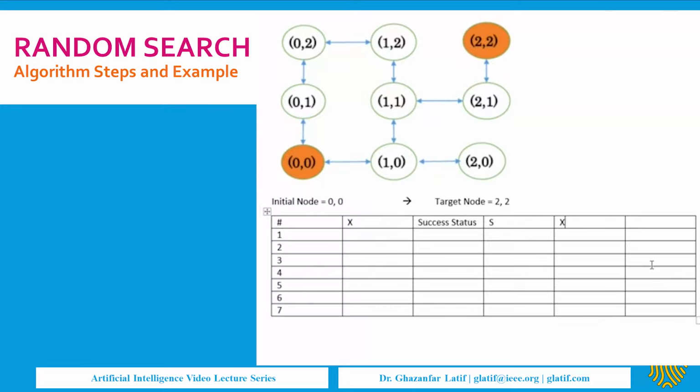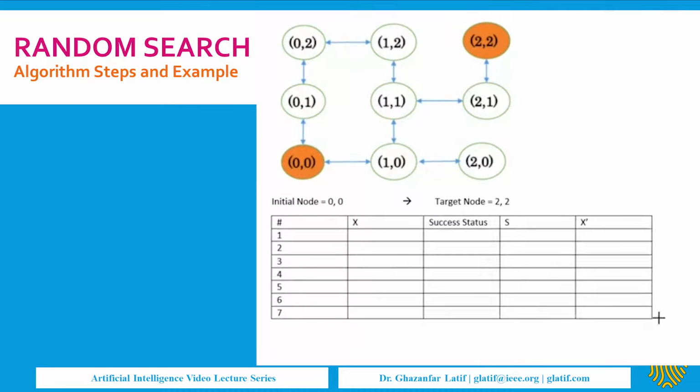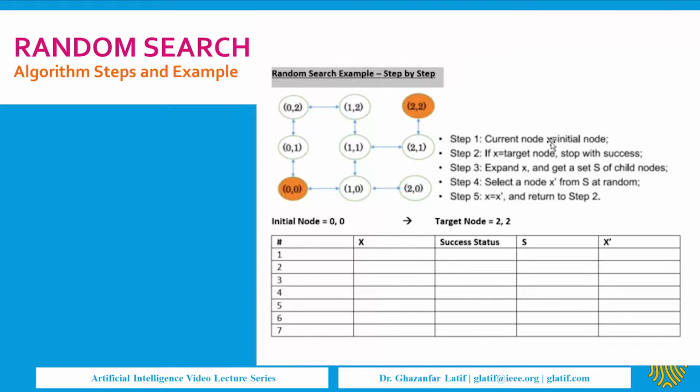We are going to have x prime variable. So these are the things we are going to have in the table. Step number 1, current state, current node x equal to initial node. What is the initial node? 0 0. So x, for the first time, will be 0 comma 0. Is it the target node? No, it is not. The target node is actually 2 comma 2. So I will just write down no. The success status is no.